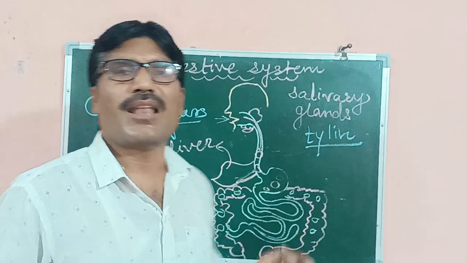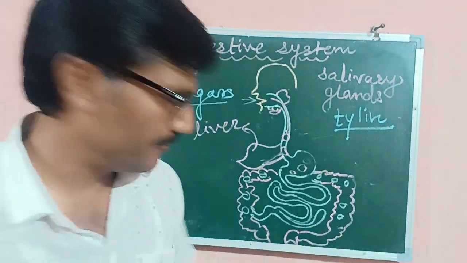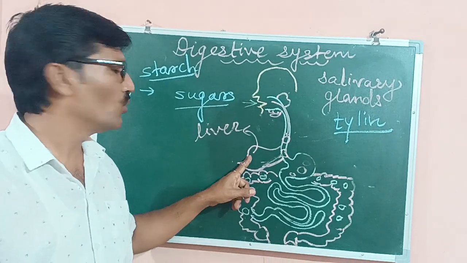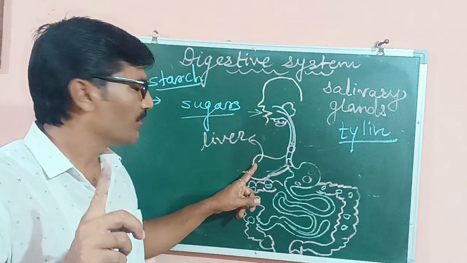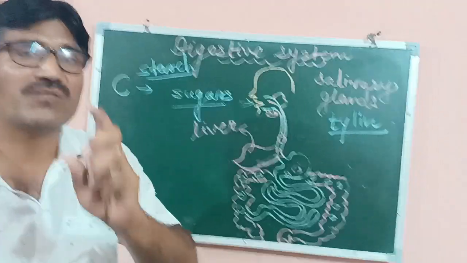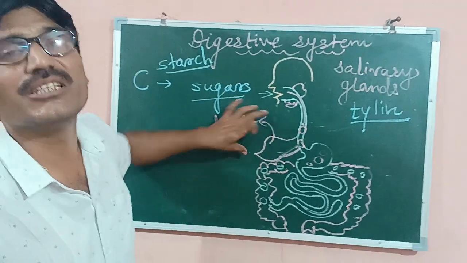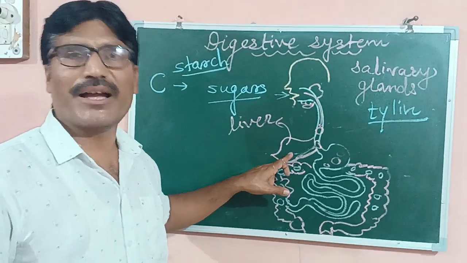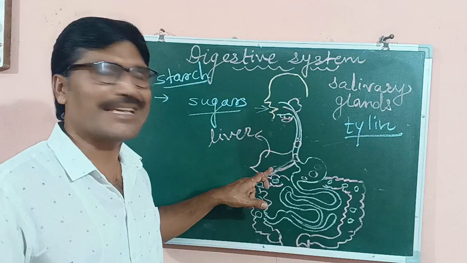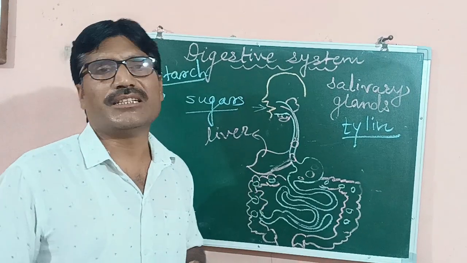So this is the largest gland of the human body. Remember this point: the largest gland of our body is the liver. It produces bile. The bile is present inside the liver.